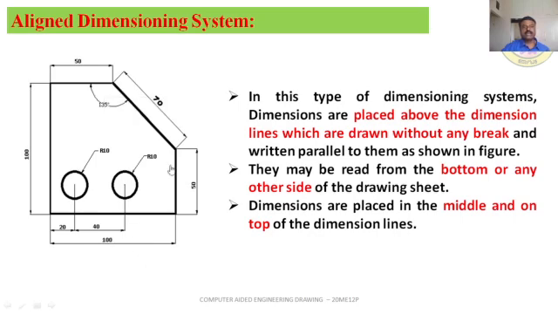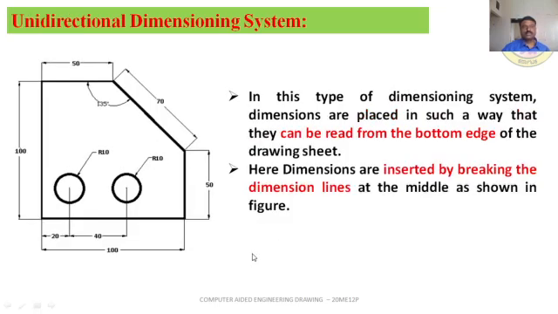Similarly for an inclined line, this dimension line is made parallel to this, and the dimension text is shown parallel to this surface only. Unidirectional dimensioning system. In this type, dimensions are placed in such a way that they can be read from the bottom edge of the drawing sheet only.